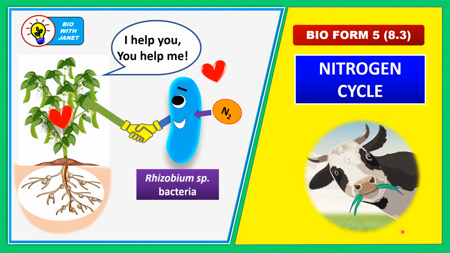In this video, we'll be discussing the nitrogen cycle based on subtopic 8.3 in your biology KSSM Form 5 syllabus. Now, what is the nitrogen cycle? It is the circulation of nitrogen in its different forms through the environment and also in the bodies of organisms like plants and animals.